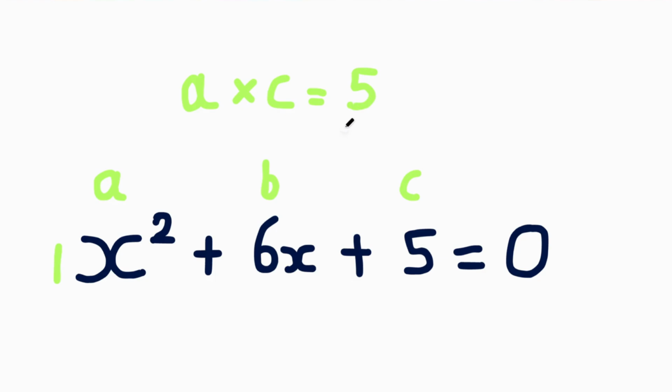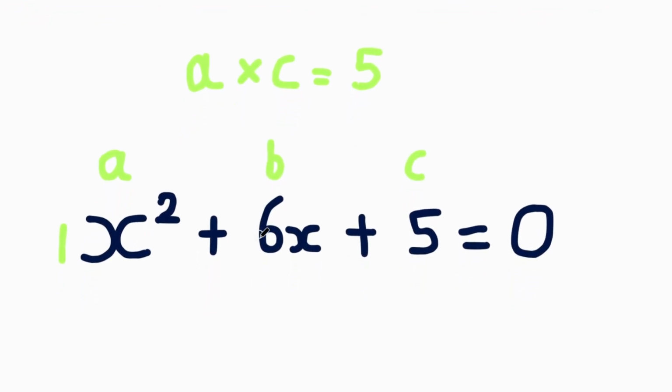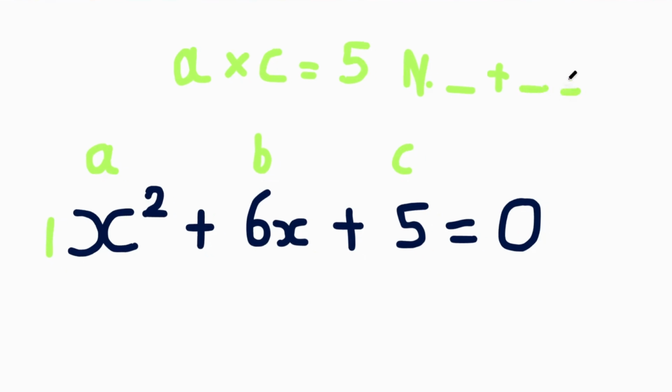This is easy maths here. And now, the part that can sometimes get confusing, but it's normally straightforward, we're going to have to find two numbers that, when you add them together, are going to give you b, which is 6. Okay, but when you multiply them, you're going to have to get the product of a and c, which is 5 in this case.